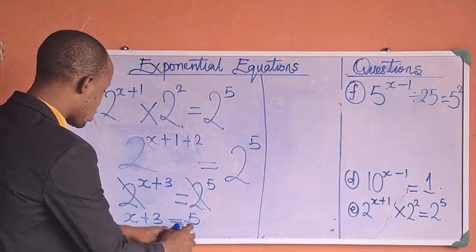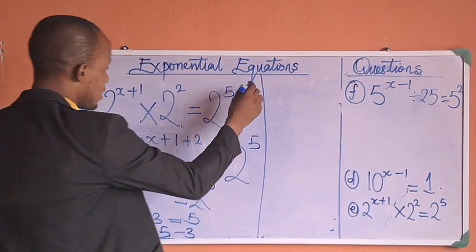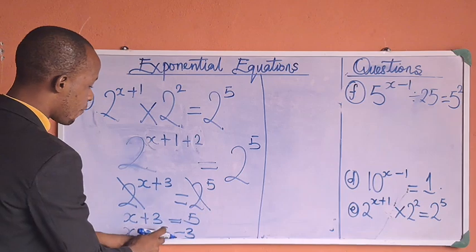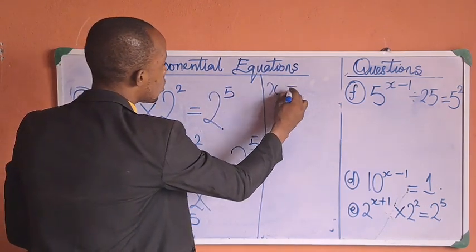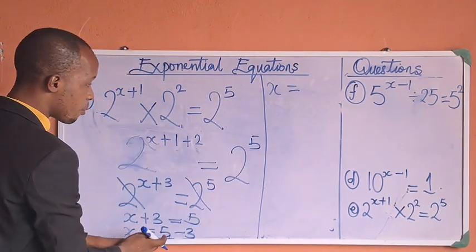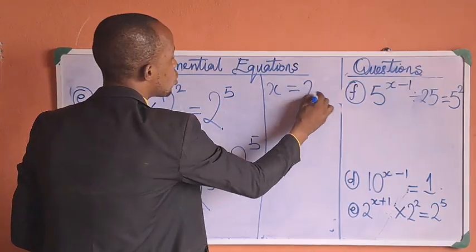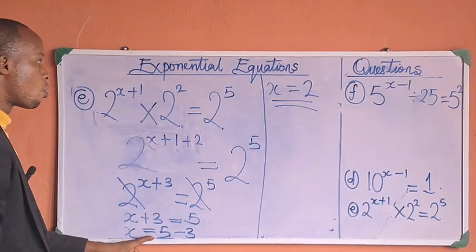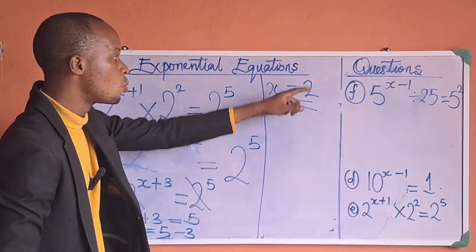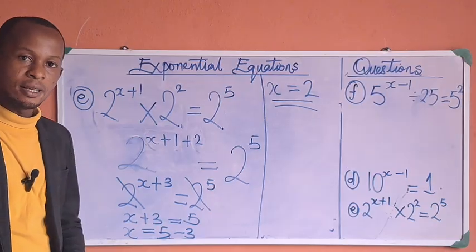becomes minus 3. And then in that case, x equals to 5 minus 3. If I take 3 away from 5, my answer will be 2. Final answer. So x equals to 2 is the final answer.